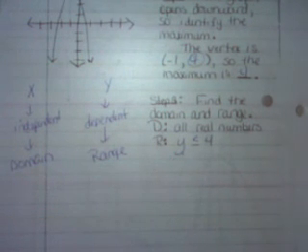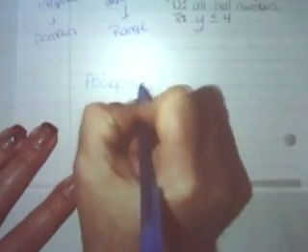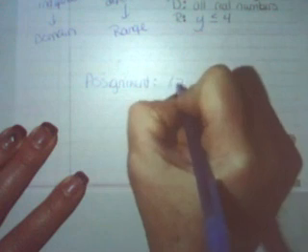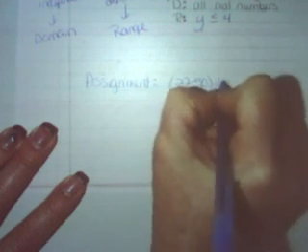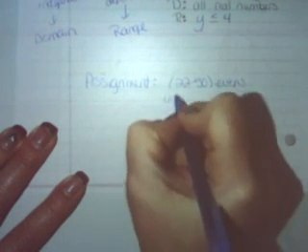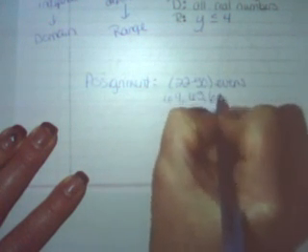Your assignment on this, I didn't write it down, but your assignment is 22 through 50 evens, number 64, 65, and 66.